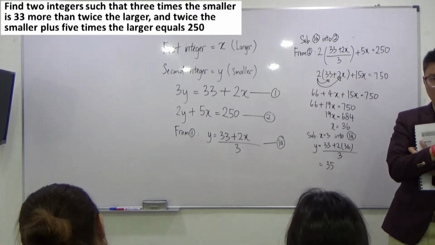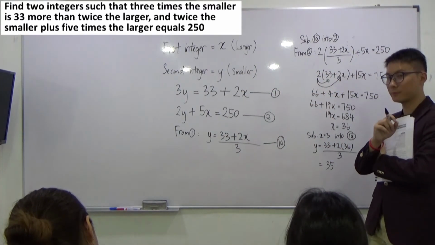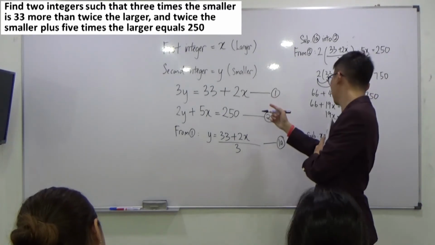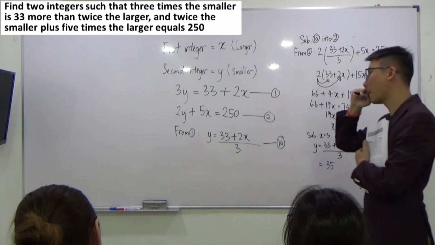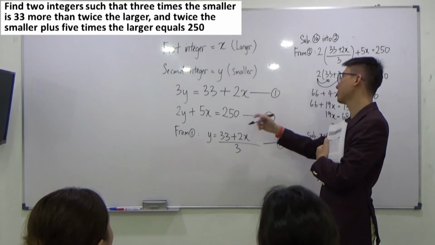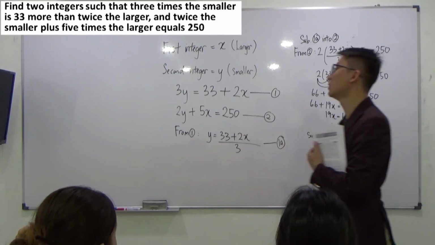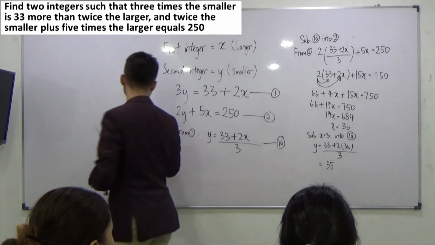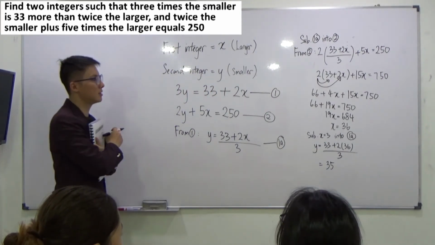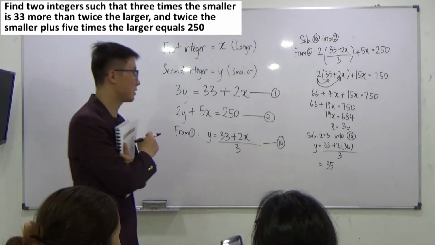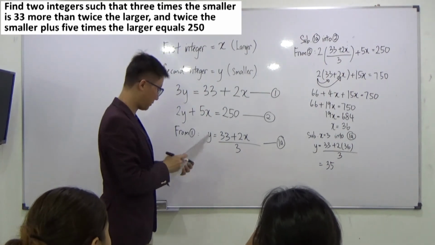Is it correct? If I use the first one, not the first one, I think using the second one is better. If you use x as 36 and y as 35, we substitute back into the second equation, it is valid. Okay, it's correct. So that is our final answer.